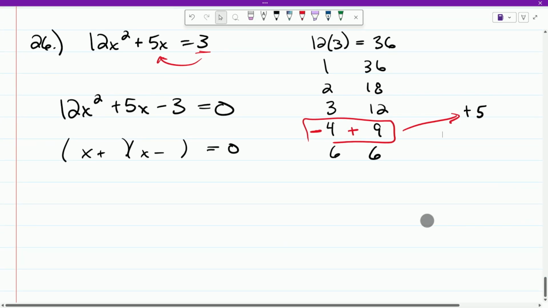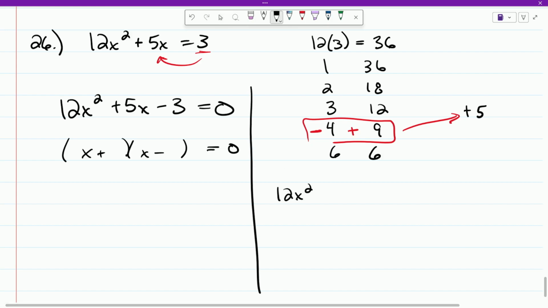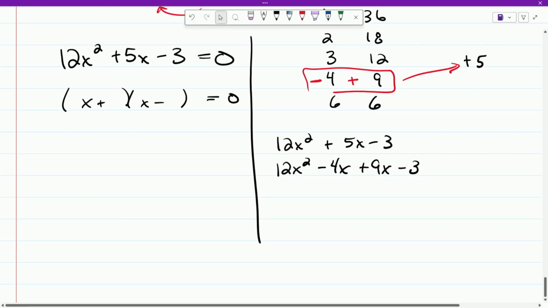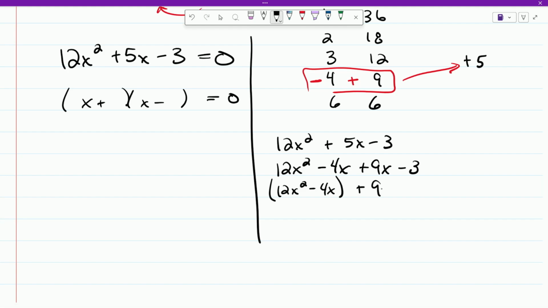So let's go ahead and rewrite this as 12x to the second. Let me draw a line. 12x to the second plus 5x minus 3 is going to convert into 12x to the second minus 4x plus 9x minus 3. Now we factor by grouping. Create the first group. Create the second group. Please note, I put the positive 9 second because the sign in the middle will be positive. I don't have to worry about changing anything.